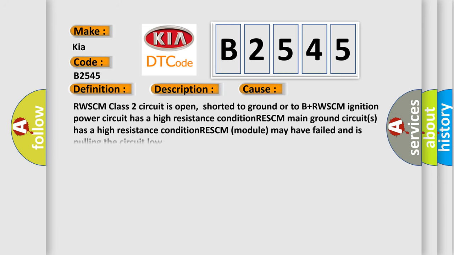This diagnostic error occurs most often in these cases: RWSCM class 2 circuit is open, shorted to ground or to B plus. RWSCM ignition power circuit has a high resistance condition. RWSCM main ground circuits have a high resistance condition. RWSCM module may have failed and is pulling the circuit low.